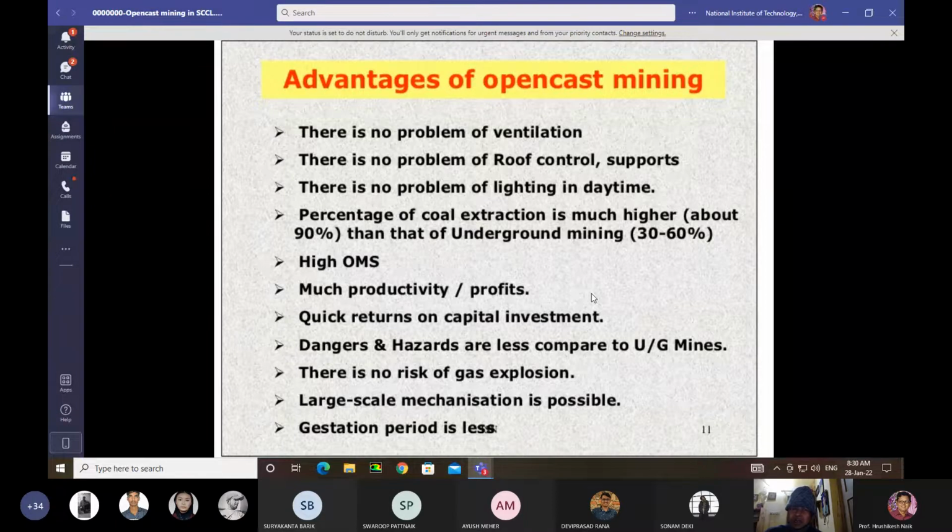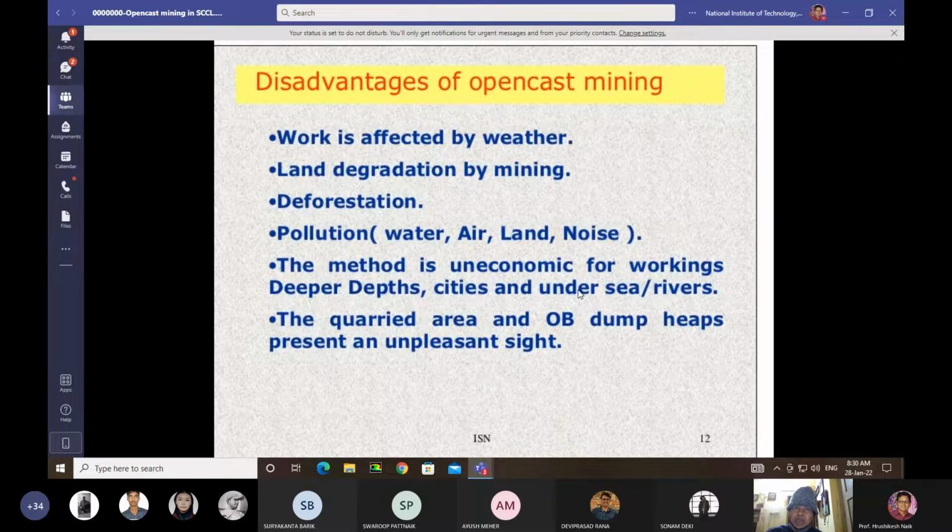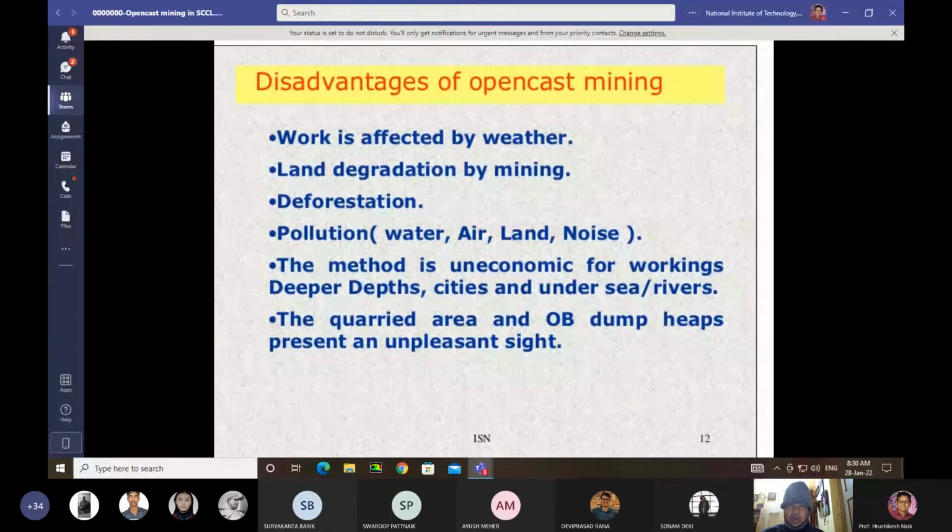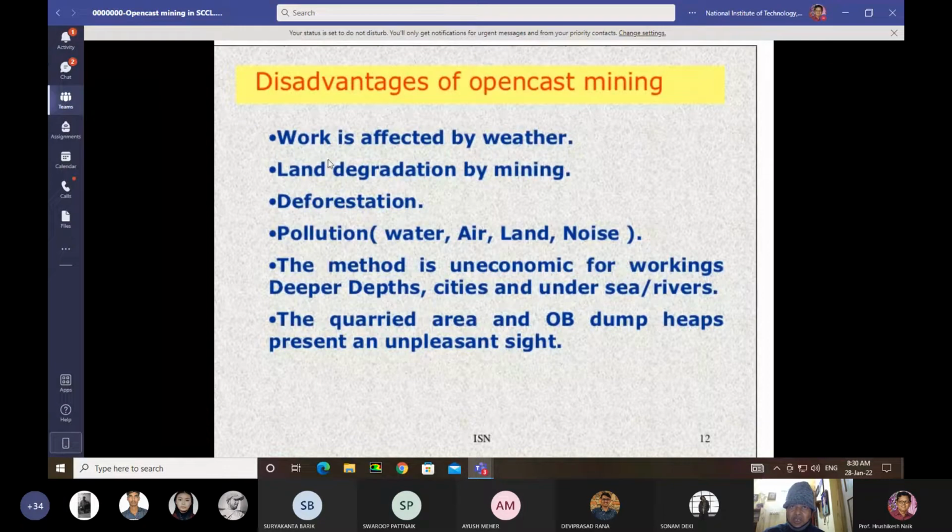And there are a little bit of disadvantages also if you are going for open cast mining. So the major disadvantage of open cast mining is work is going to be affected because of the weather condition. In rainy season, you cannot work in the open cast mines. The mine will be flooded with water. It is affected by the weather.